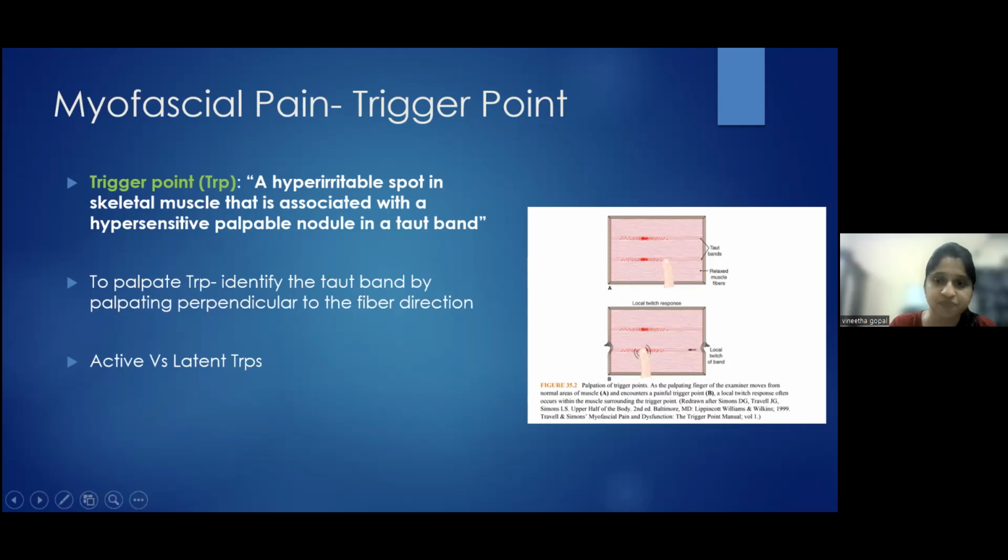And how do you palpate? It is in this direction, perpendicular to the muscle fibers. If you palpate along the fibers, in this direction, you may not get the trigger point. You have to palpate, ideally, perpendicular to the muscle fibers to get the palpatory feeling of the trigger point. Now, does anybody know what are active and latent trigger points?